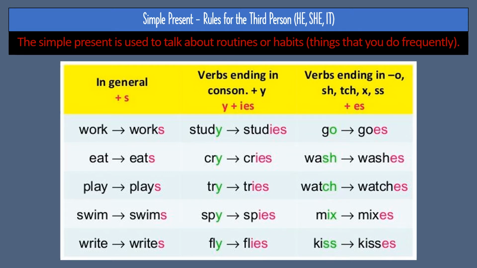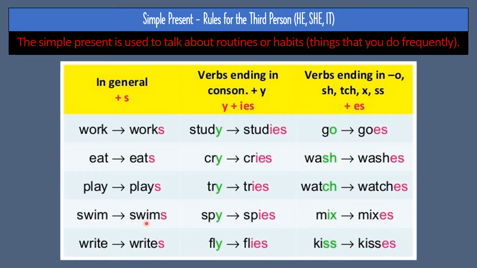These are the rules for the third person. When we talk about the third person, we are talking about the subjects he, she, and it. In general, we add s to the verb for the third person. For example, I work, she works. I play, she plays. I eat, she eats. You just have s at the end of the verb. Work, works. Eat, eats. Play, plays.